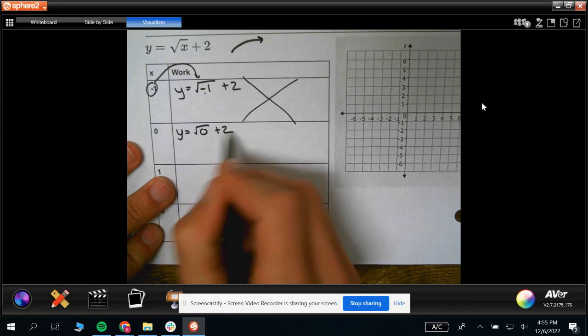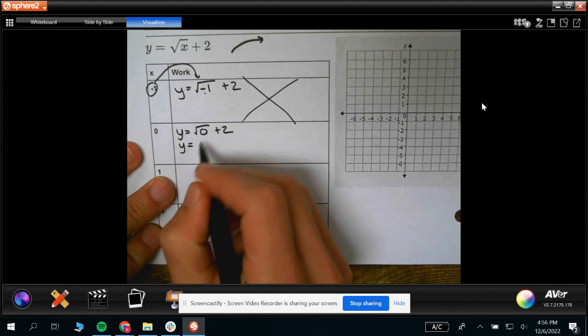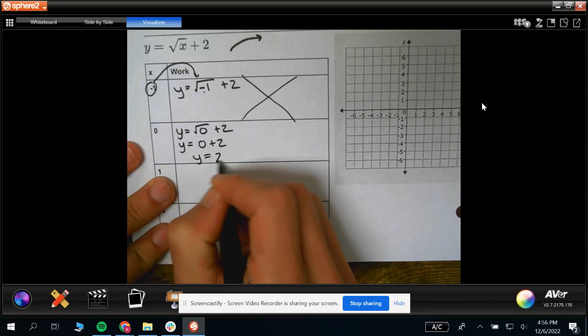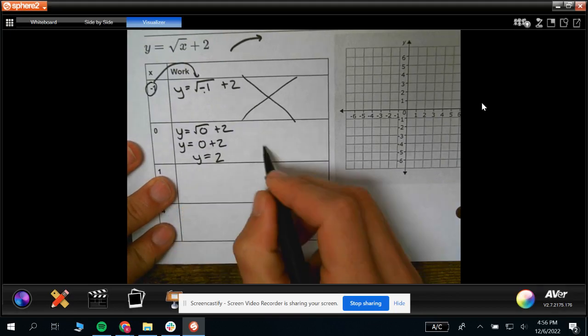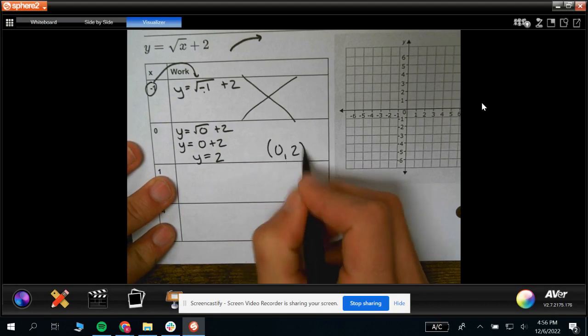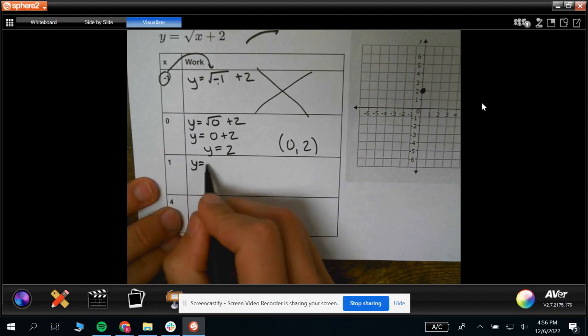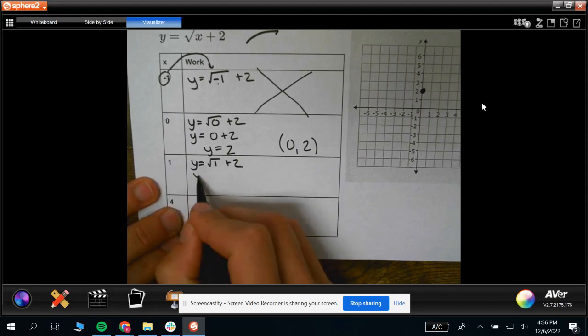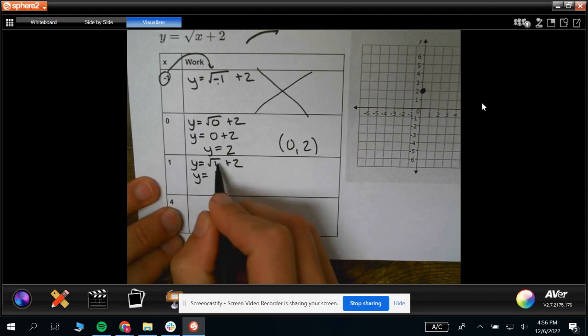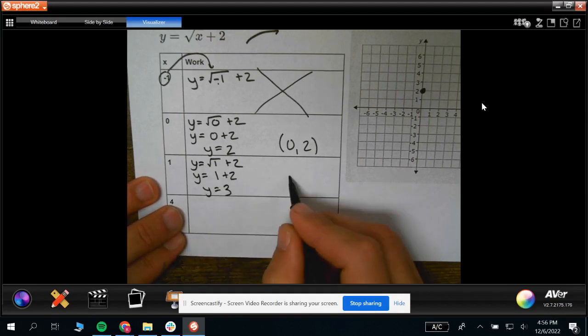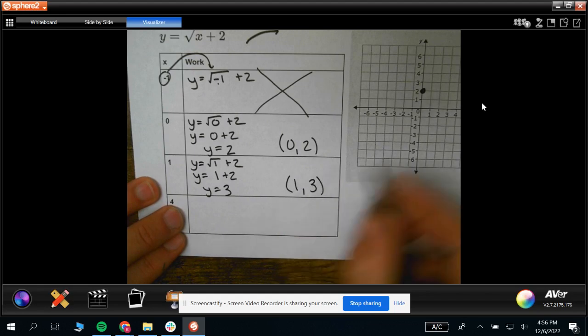Square root of 0 plus 2. What number is the square root of 0? What number times itself equals 0? Is 0. So y equals 2. 0 plus 2. Our point, x is 0. Y is 2. Next one. Y equals the square root of 1 plus 2. The square root of 1 is 1 because 1 times 1 equals 1. So y equals 3. Our point, x is 1, y is 3.